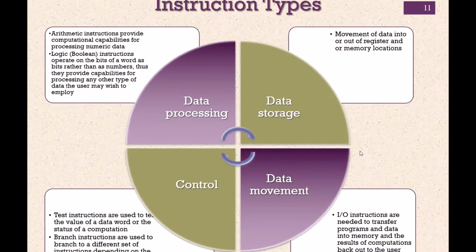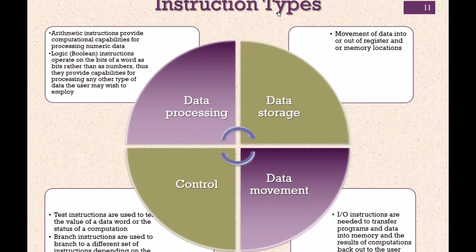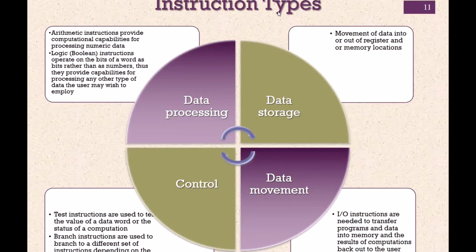On the left side, the first one is arithmetic instructions. They provide computational capabilities for processing numeric data, like addition, subtraction, multiplication, division, and more. Logical, or boolean, instructions operate on the bits of words as bits rather than as numbers. They provide capabilities for processing any other types of data the user may wish to employ. The movement of data into or out of registers and memory locations is the data storage type.